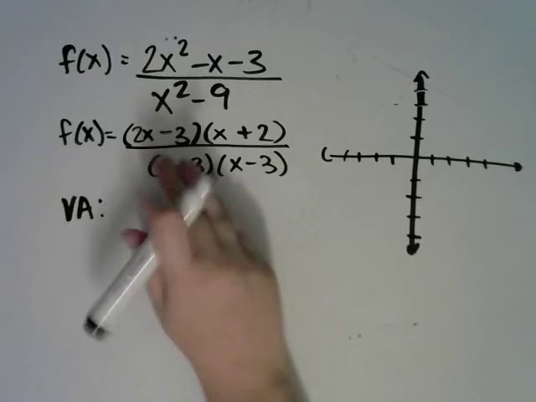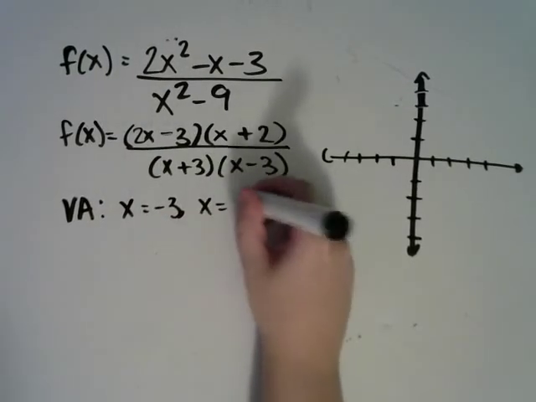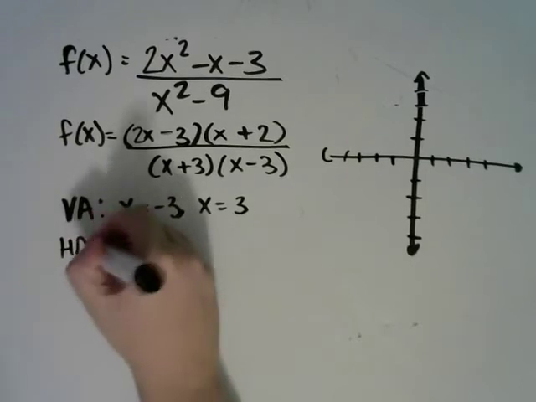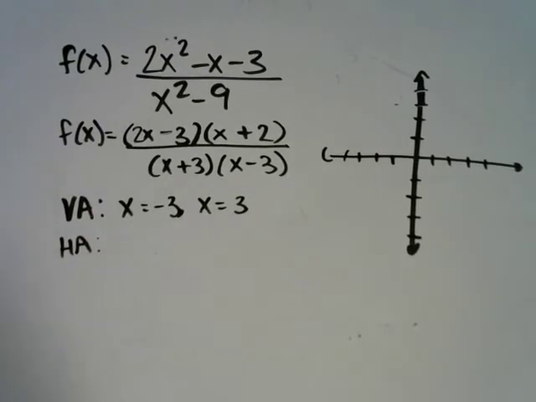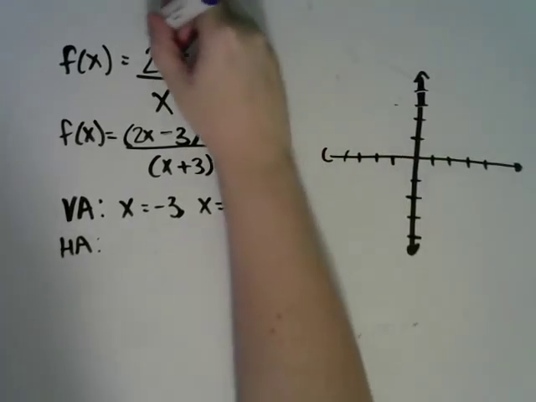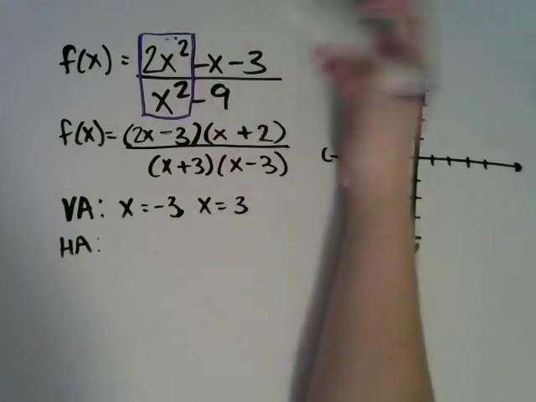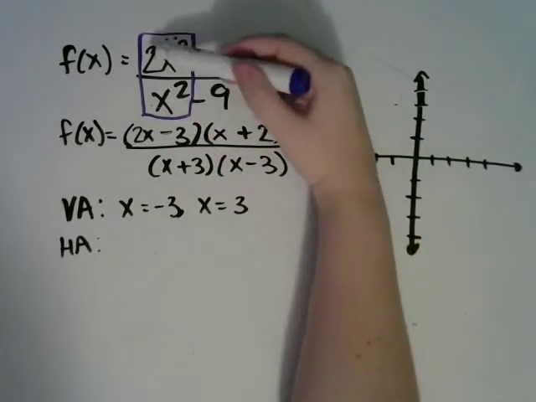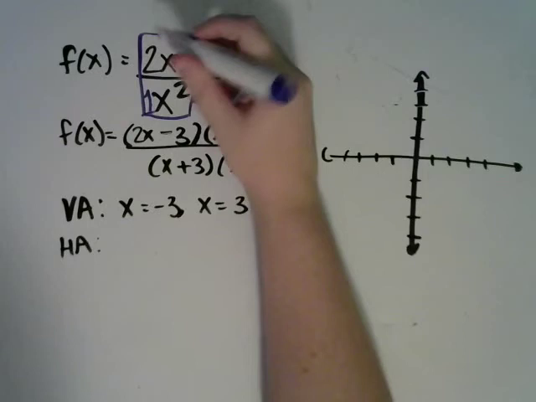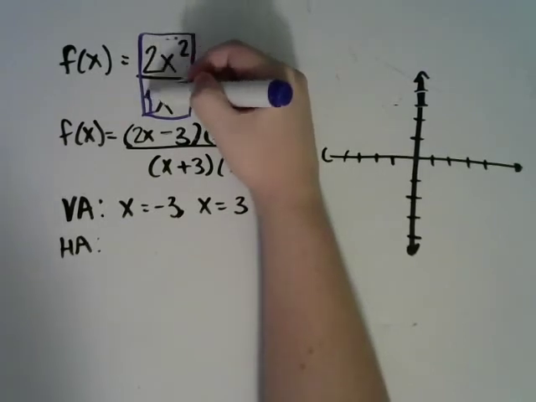Starting with the vertical asymptote, when does the denominator equal 0? And that's at -3 and +3. Next up, we have our horizontal asymptote, and this is our second case where the degree in the numerator is equal to the degree in the denominator. So the asymptote is the ratio of the leading coefficients, or in this example, the asymptote is y equals 2 over 1.